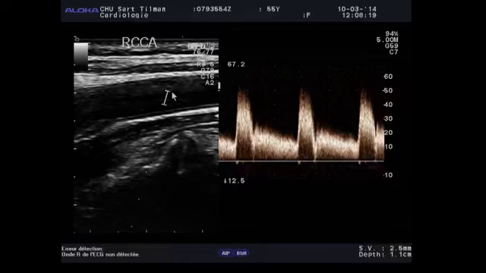To evaluate the severity of the carotid stenosis, you must use peak systolic velocity. Here there's no carotid stenosis, but I'm going to show you how to assess the velocity. Here you must steer your beam. It should be in the direction of the blood flow. And here you can measure peak systolic velocity. It's about 55 centimeters per second, and the diastolic velocity.